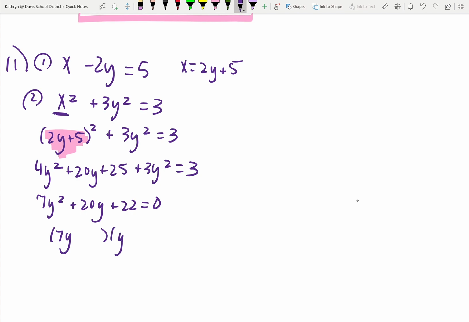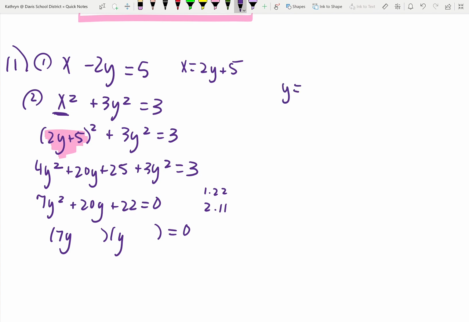So 7y goes to 7y and plain y. The 22 could go to a 1 and a 22, a 2 and 11, and I think that that is it. So if I sit and see, and I'm trying to add, I think those are my only options. So I'm going to try quadratic. Even if it factors and I use quadratic, it's still going to be fine. So I'm going to come over here and do quadratic.